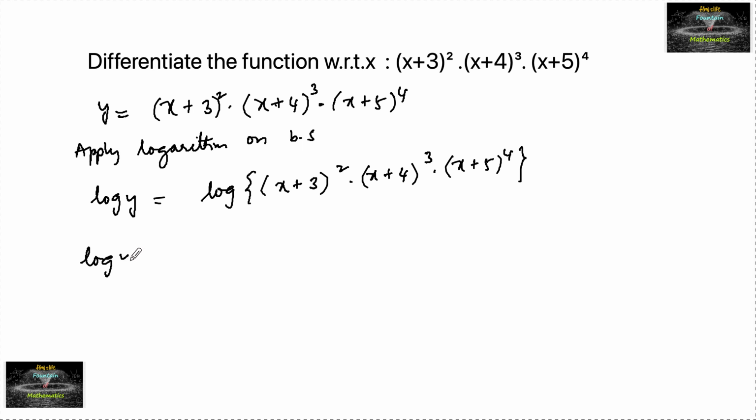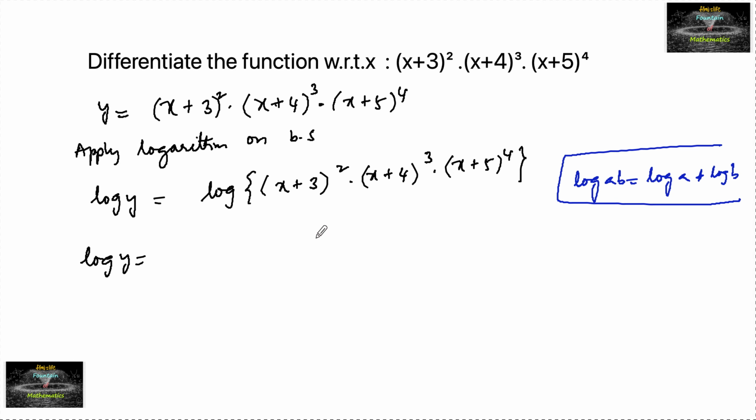Applying the properties of logarithms, log ABC is equal to log a plus log b plus log c, by using the product rule. We can extend it for 3 terms. So I can write log of (x + 3)² plus log of (x + 4)³ plus log of (x + 5)⁴.